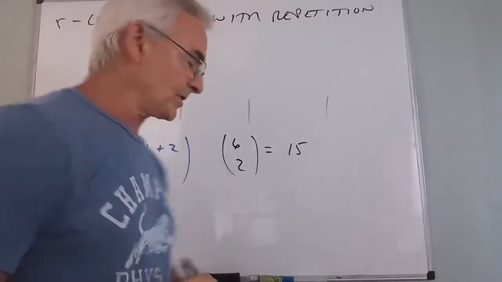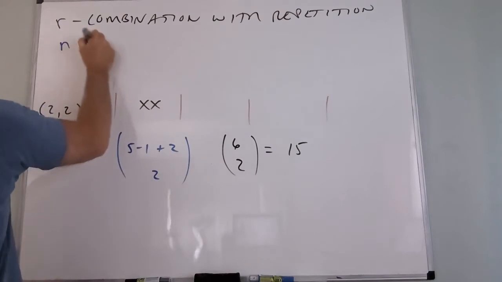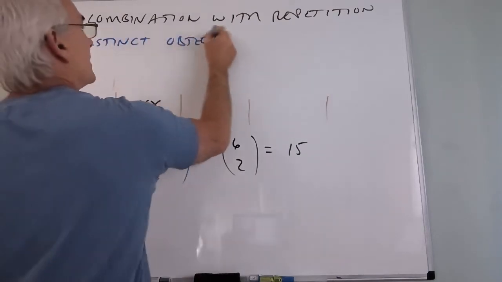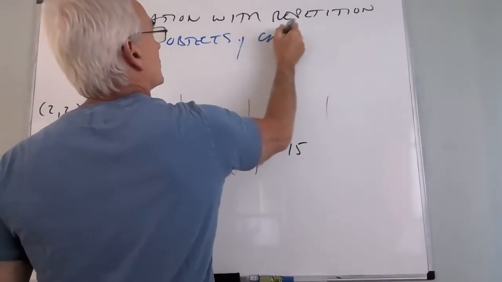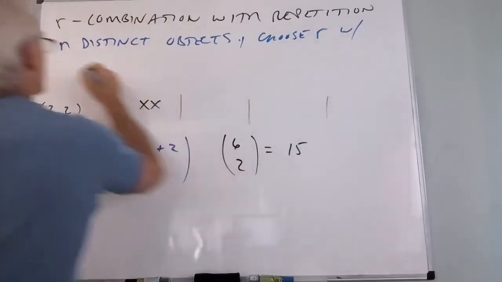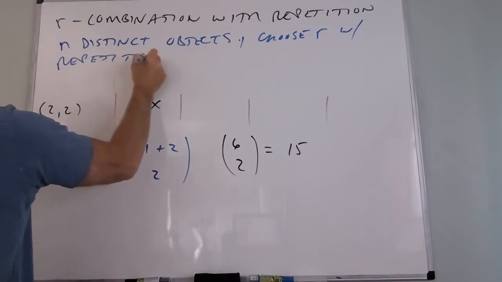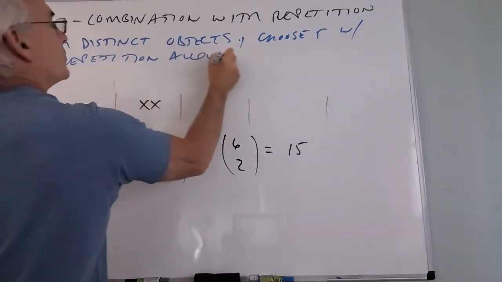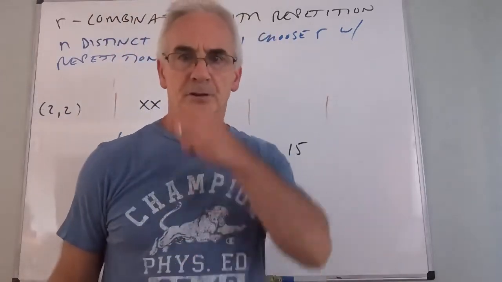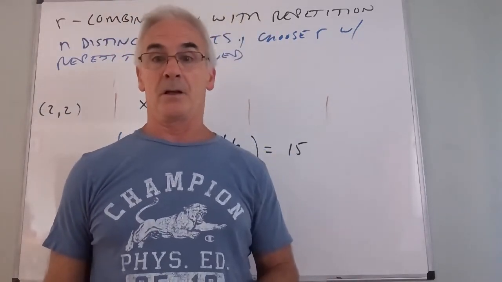And the way that one works, it's real simple. We just figured it out. If I have N distinct objects, choose R with repetition allowed, now we remove the restriction. We remove the restriction that R must be smaller than N. R doesn't have to be smaller than N.